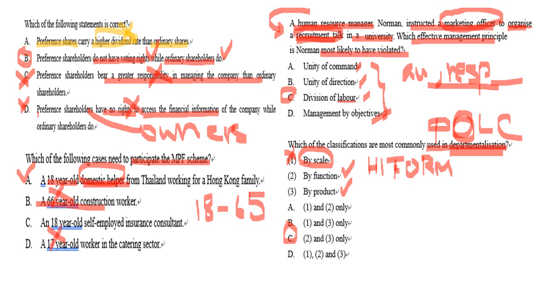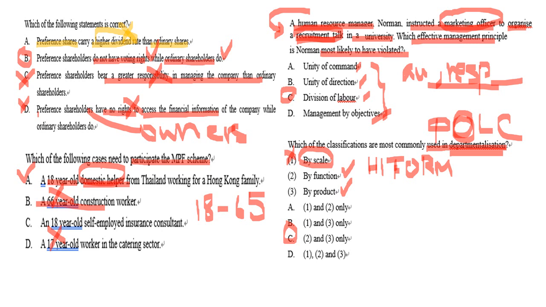Okay, number two, B, preference shareholders do not have voting rights. This is correct. Ordinary shareholders do have voting rights. B is correct. Why is C wrong? Preference shareholders bear a greater responsibility in managing the company. Wrong, because preference shareholders do not have voting rights. How can we say that they bear greater responsibility in managing the company?